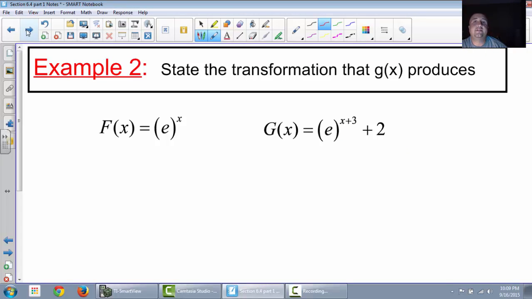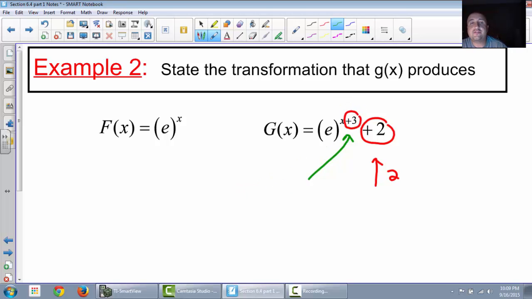All right, so let's see what this one does. We have e to the x, and now we have this plus 3, and we have a plus 2. Well, we should recognize what this one does. The plus 2 is going to go up 2. Okay, so anytime it's after the equation, it's up or down by whatever the number is. Now, this plus 3 is a little different. Okay, this plus 3 is attached to the x. When it's attached to the x, it's either left or right.